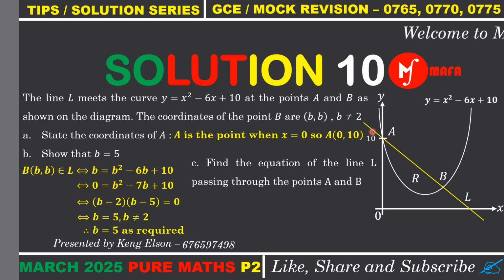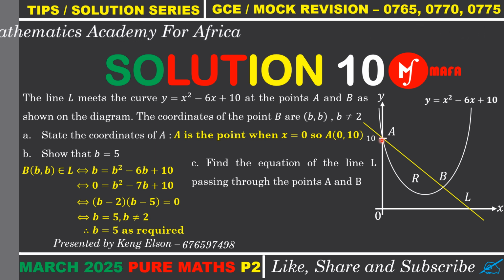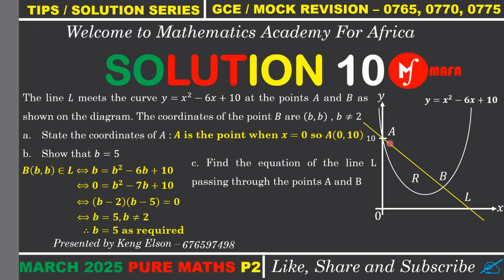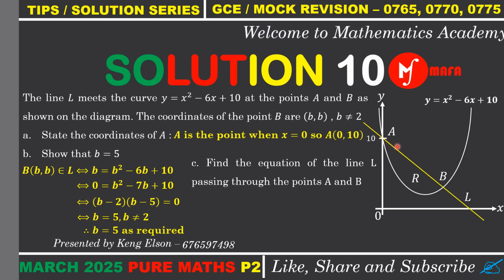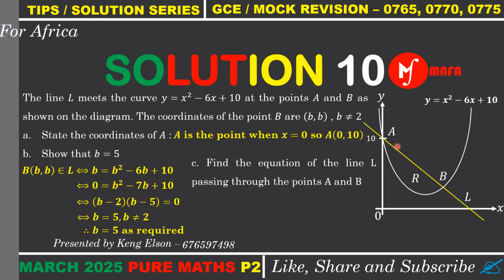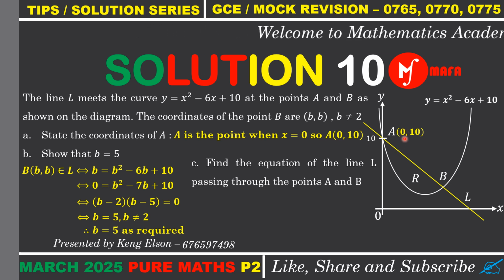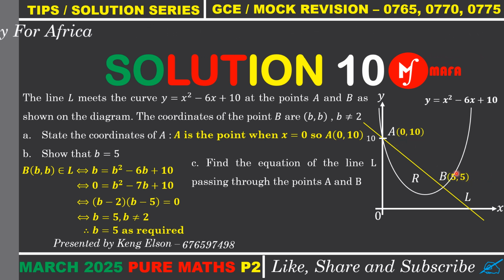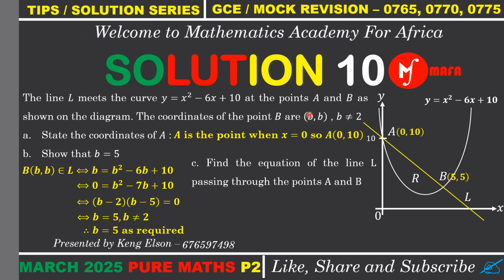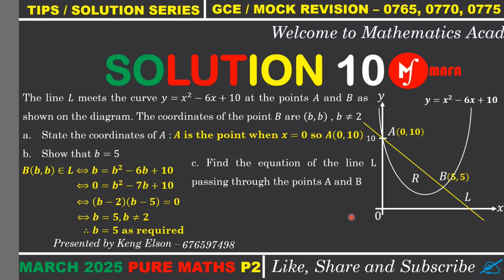The equation of every line is given by y minus y0 equal to m into x minus x0, where x0 and y0 are the coordinates of a particular point that the line passes through, and m is the gradient of the line. So let us give the coordinates of A and B. We saw that the coordinates of A were 0, 10, and the coordinate of B is 5, 5, because the x coordinate is 5 and the y coordinate is 5, and according to the equation the x and y coordinates are supposed to be the same.